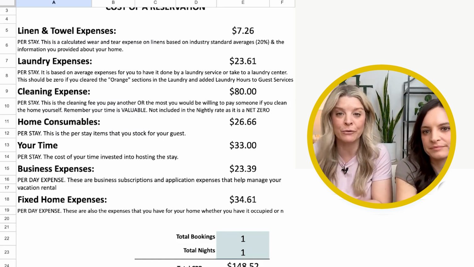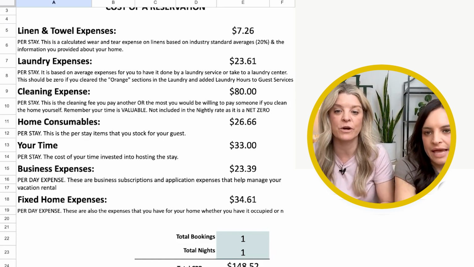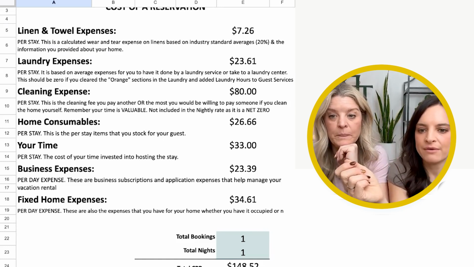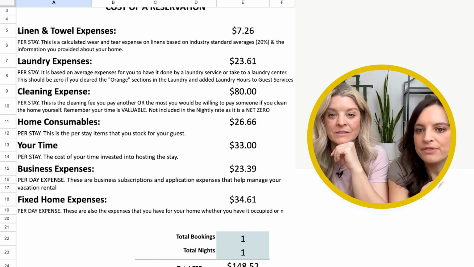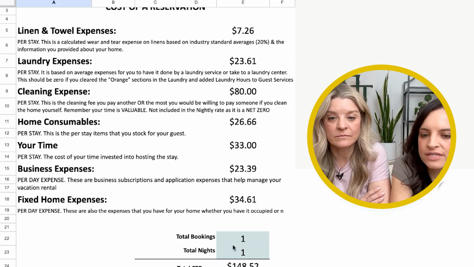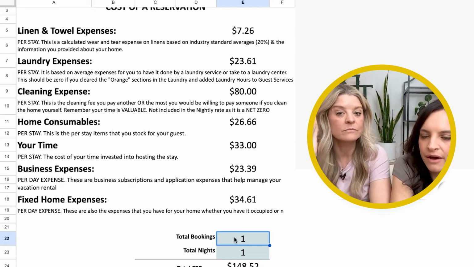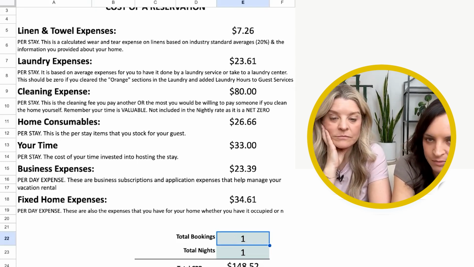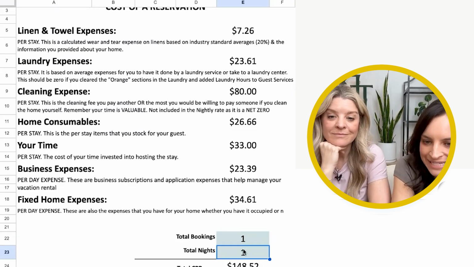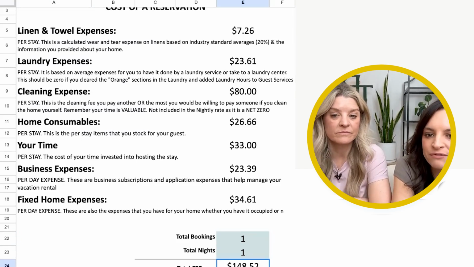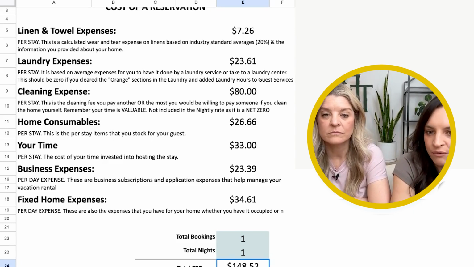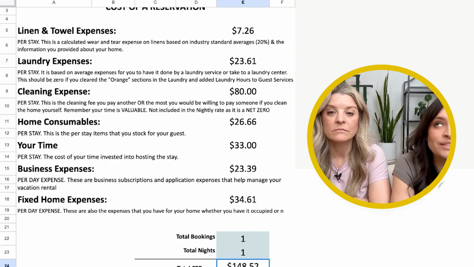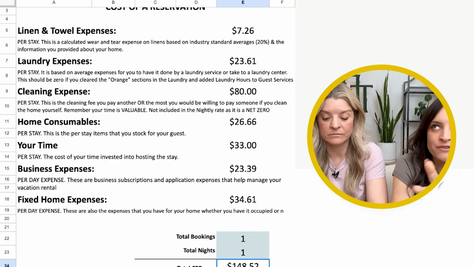So you can do this math on your own. You don't need a spreadsheet doing the calculations for you. All it's doing is taking this tab down here and bringing that information over to our calculator tab. But the cool thing is once you figure this out, let's say you have one booking. So one guest is booking one reservation and they're staying one night. So that total cost per reservation is $148.52, bringing our nightly, because it's one night, one booking, to $148.52.